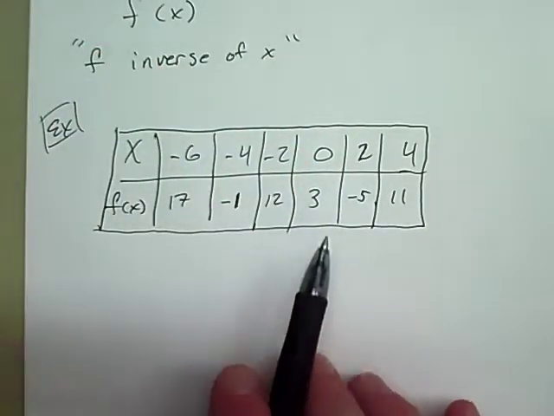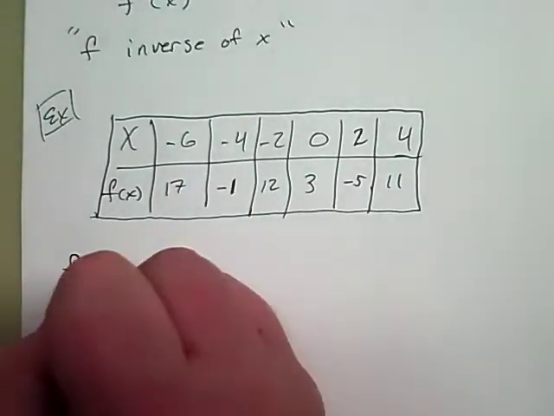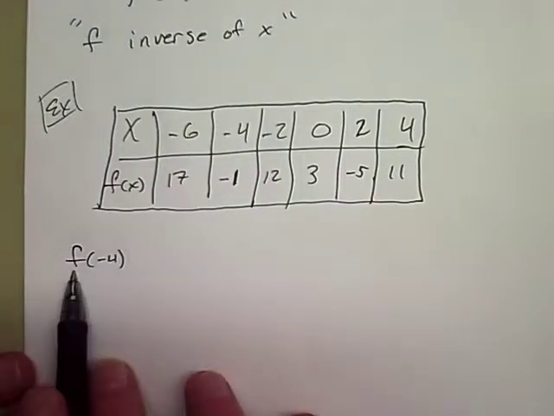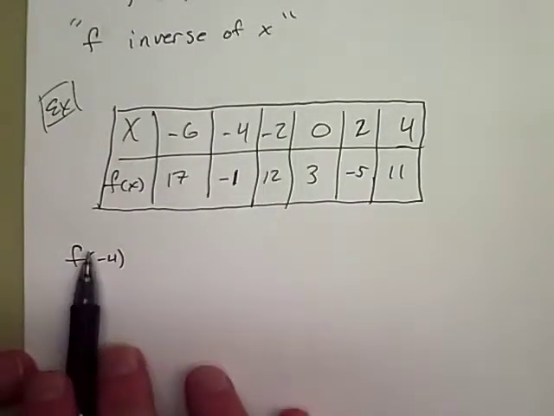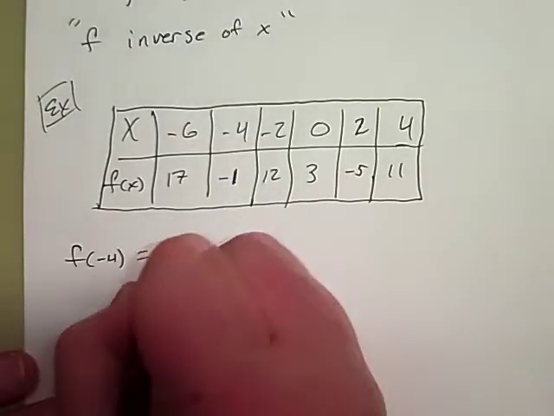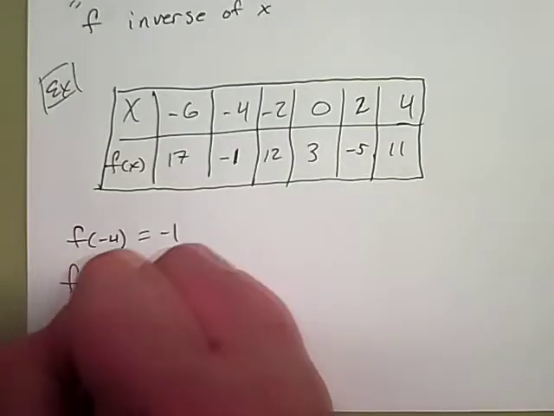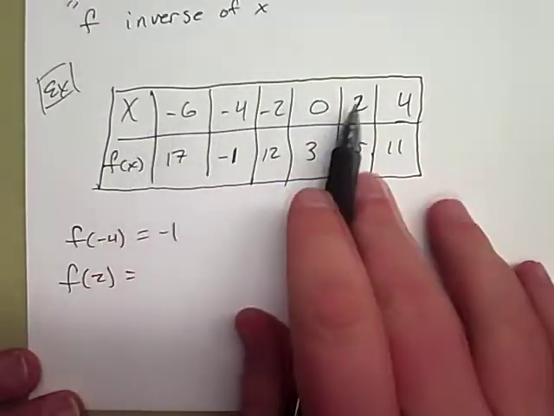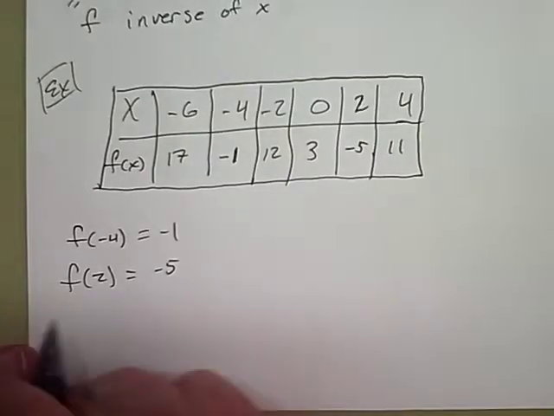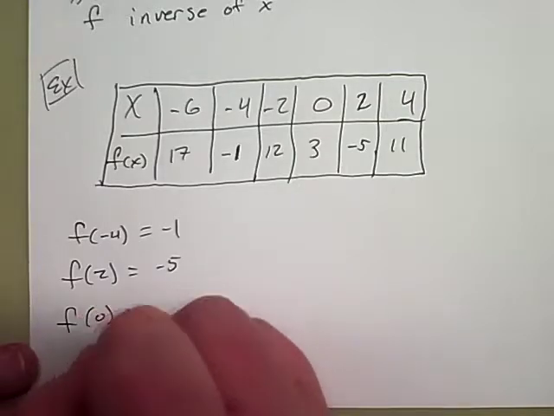So let's say, for example, this was given to us, and we wanted to know f of -4. Well, this is the regular function. So when x equals -4, f of -4 would equal -1. And if we want to know f of 2, when I plug a 2 in for x, -5 comes out for y. And we're used to this. We saw this just not very long ago. Well, f of 0 is 3.